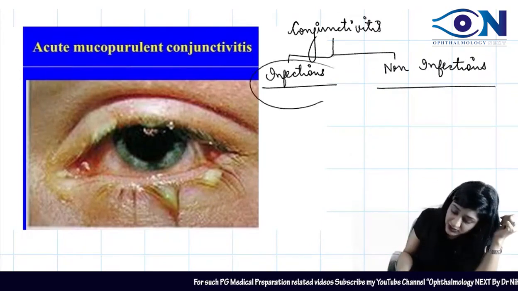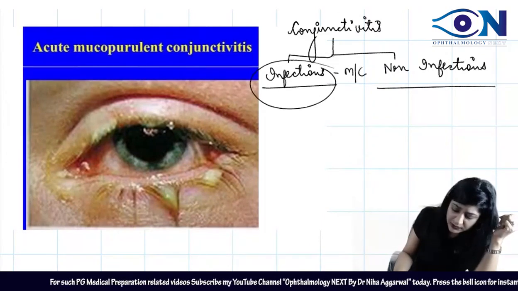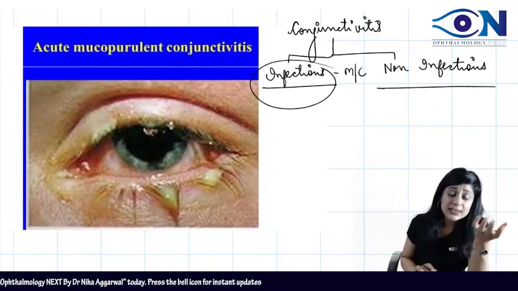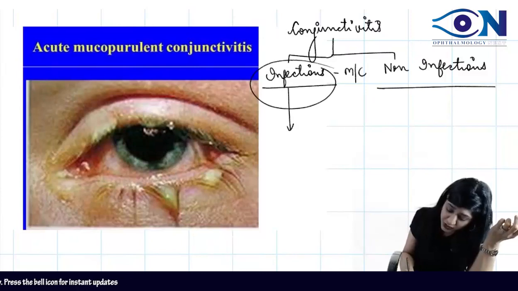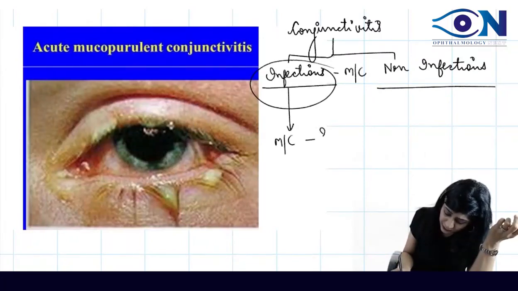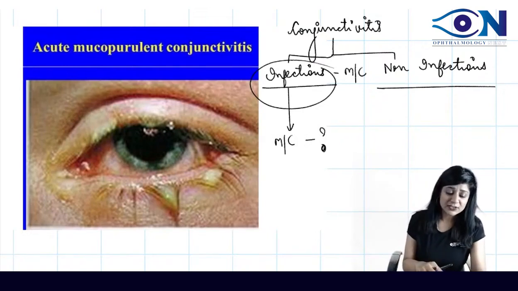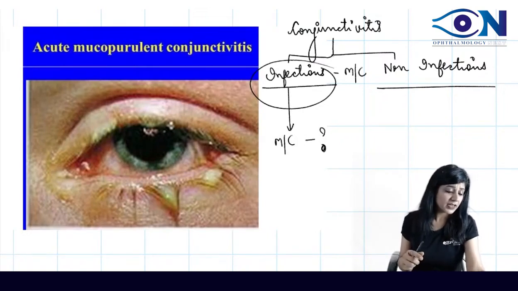Now, infectious is always more common. So in a developing country like India, we have got more of infectious conjunctivitis. And amongst the infection, which is most common? Can you tell me, anybody who is there? Can you guys tell me which infection will be more common in the conjunctivitis?